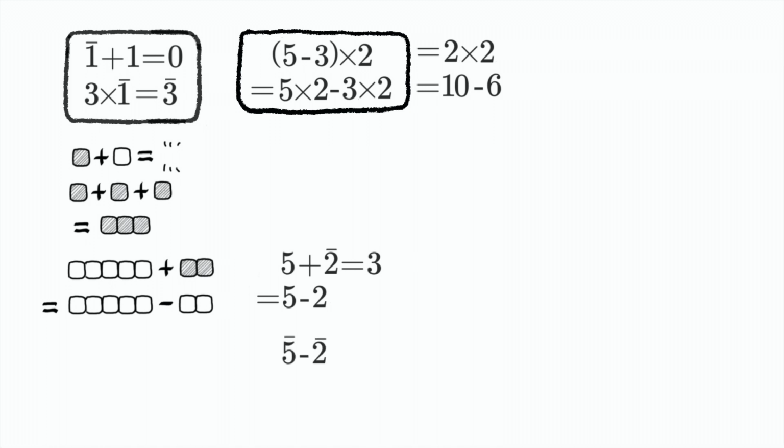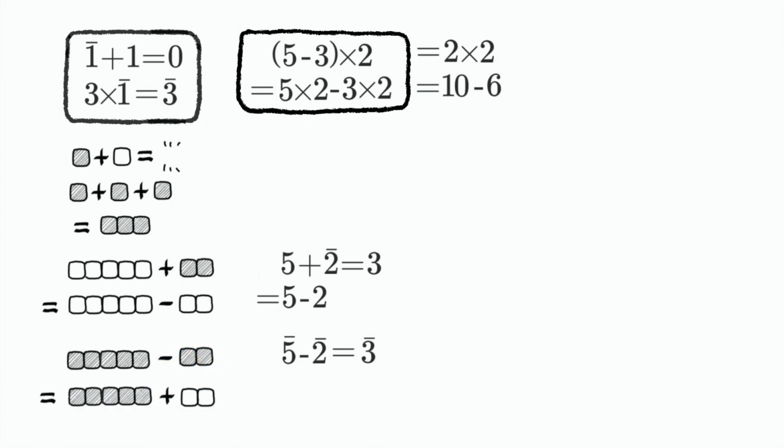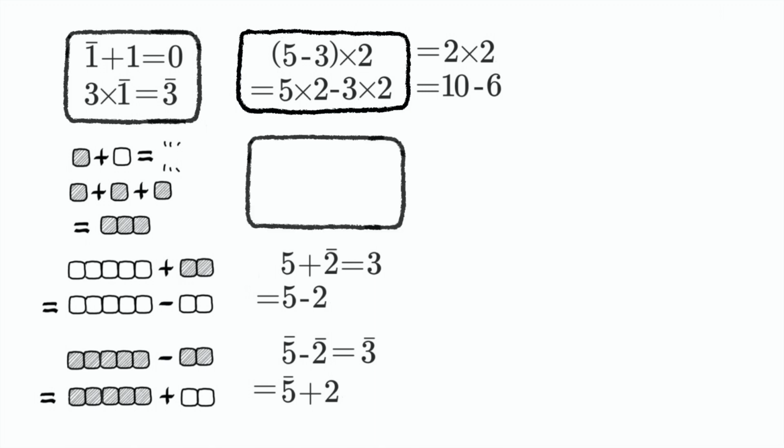What about this? Negative 5 minus negative 2. In 5 minus 2, 2 was taken away, leaving 3. So negative 2 is taken away, leaving negative 3. We can make it like this. Negative 5 plus 2. These results make the changer rule. A negative sign can be stripped away to become a sign changer.